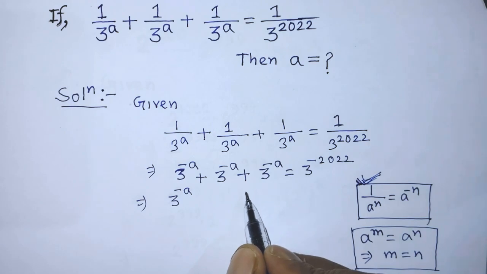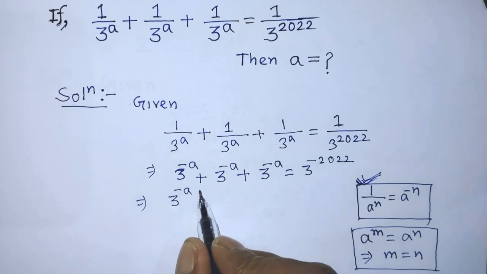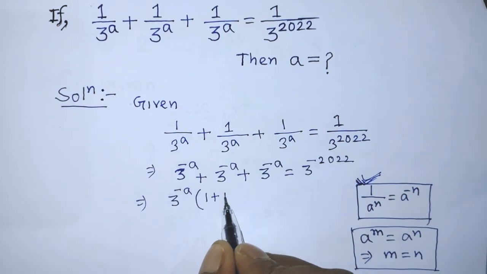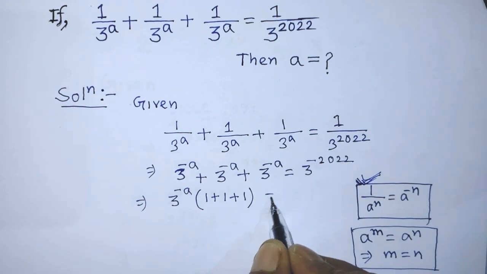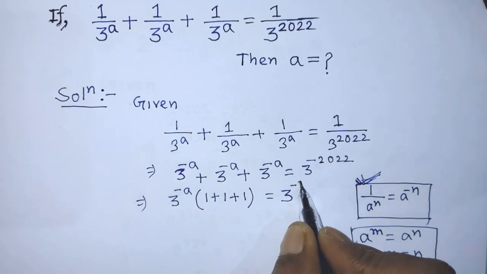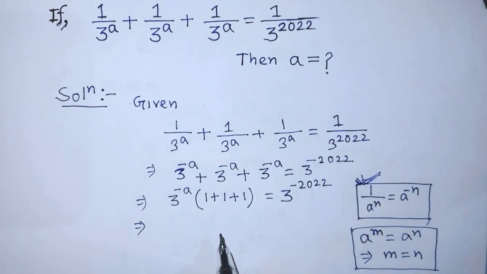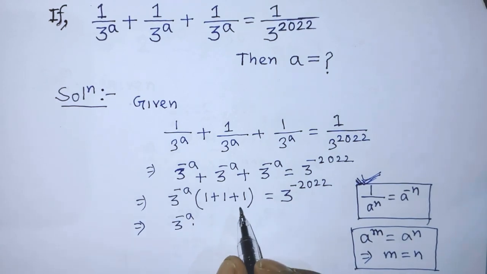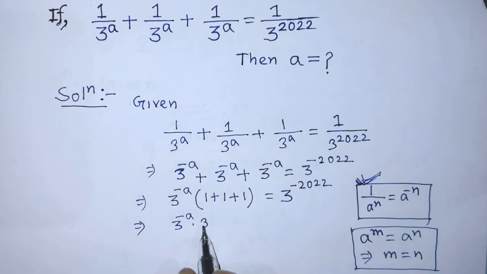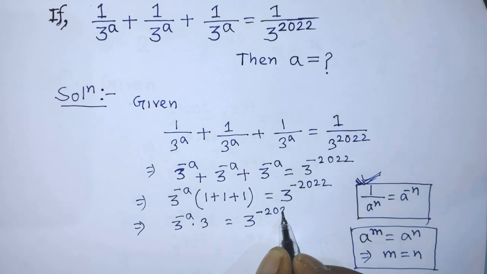So after that student, on the left hand side we can take common 3 to the power minus a from the 3 terms. So we can write 3 to the power minus a times 1 plus 1 plus 1 is equal to, on the right hand side again we have to write 3 to the power minus 2022. So after that student, on the left hand side 3 to the power minus a times, if you add 3 times 1 then you get 3. So we have to write in here 3 is equal to, on the right hand side again we have to write 3 to the power minus 2022.